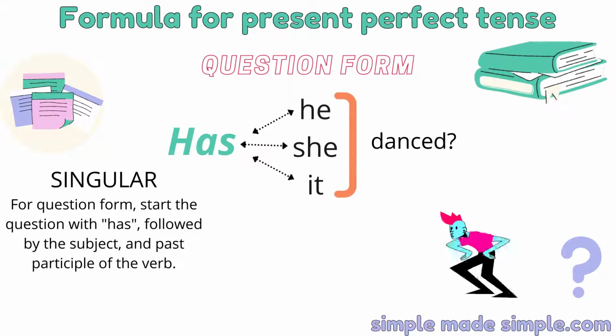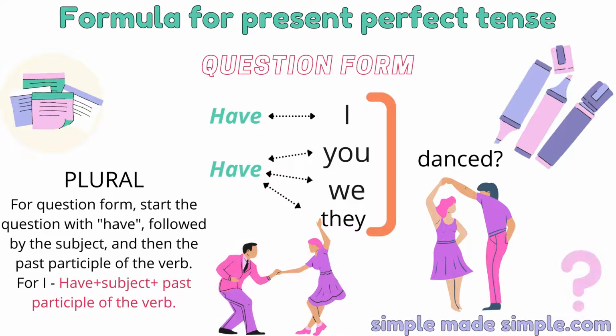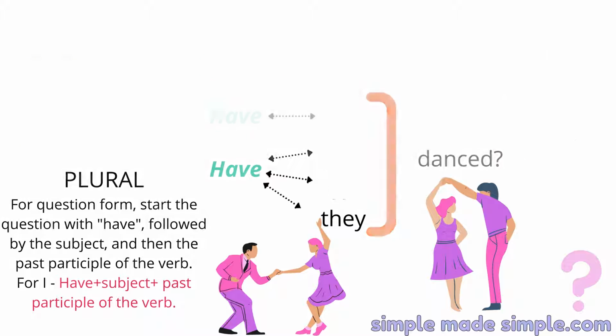Then the question form, you have to put the word has in the beginning of the sentence, and then the subject comes and then the past participle of the verb. Has he danced, has she danced, or has it danced? Then for plural, you have to say have I danced, have you danced, or have we danced, or have they danced.